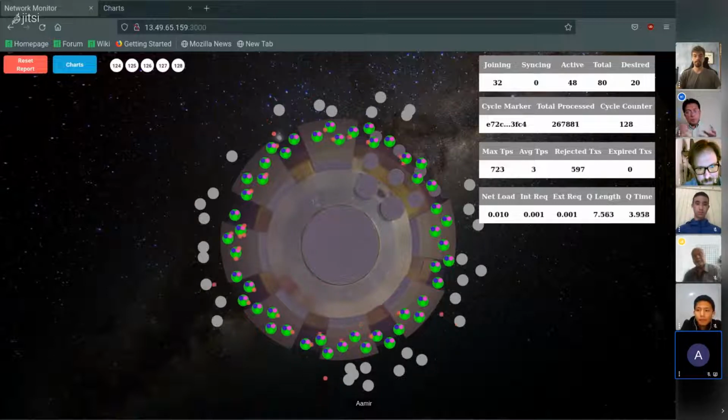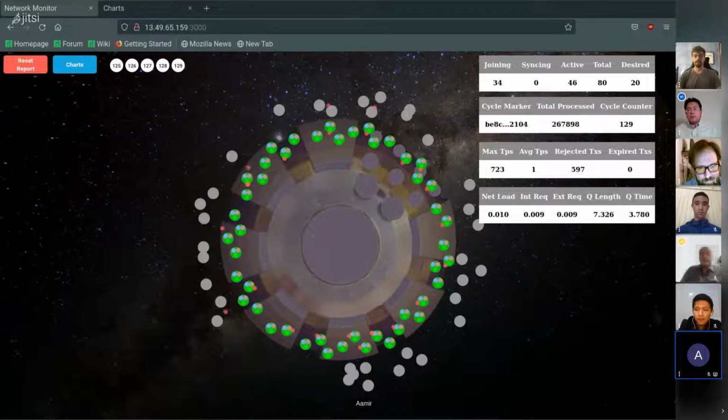But of course, Shardus is our main focus, and we want to get the Shardus part working really well before we start working on these additional projects.